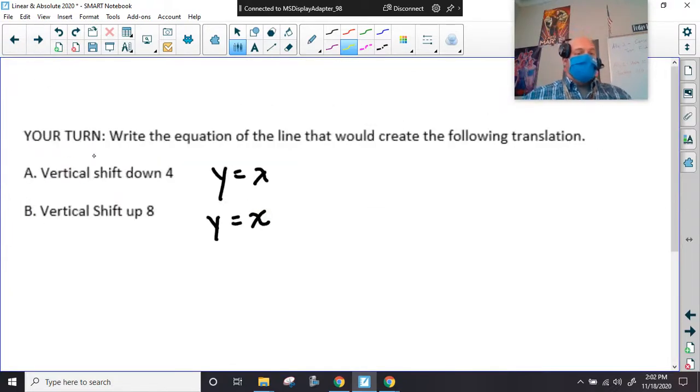Ta-da! Now, we're going to do this as an our turn because it's pretty easy. If you see, I have both of these with y equals x on them. That's our parent function. So I'm going to add in this translation right here. It says a vertical shift down 4. So all I have to do is minus 4.